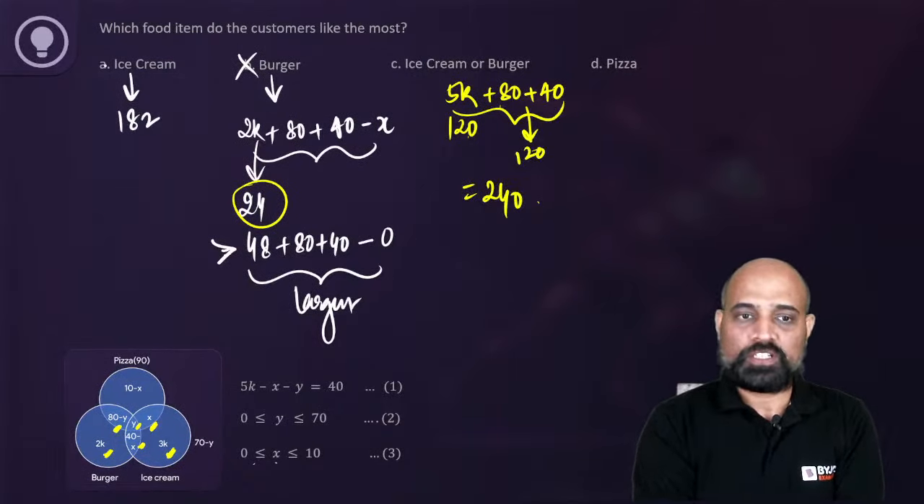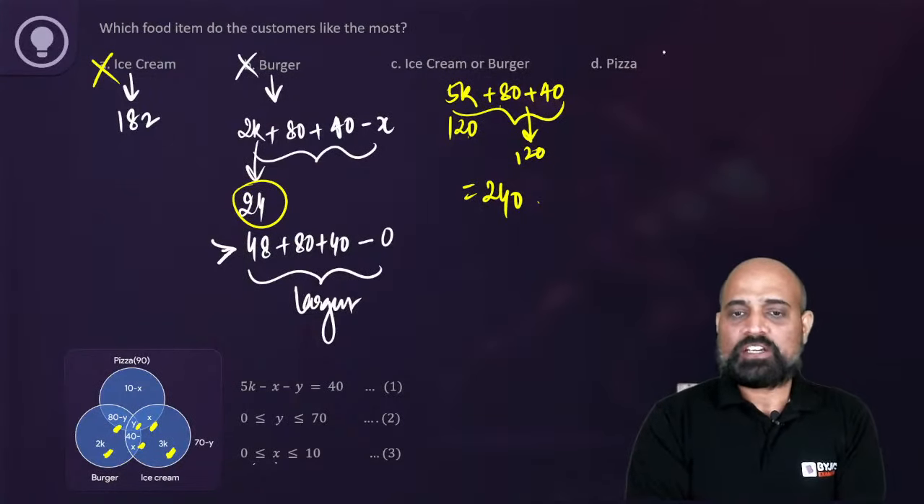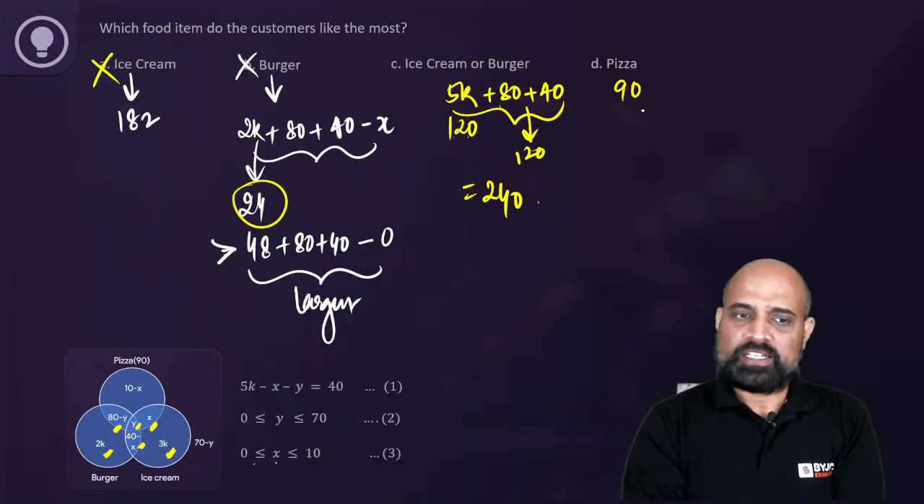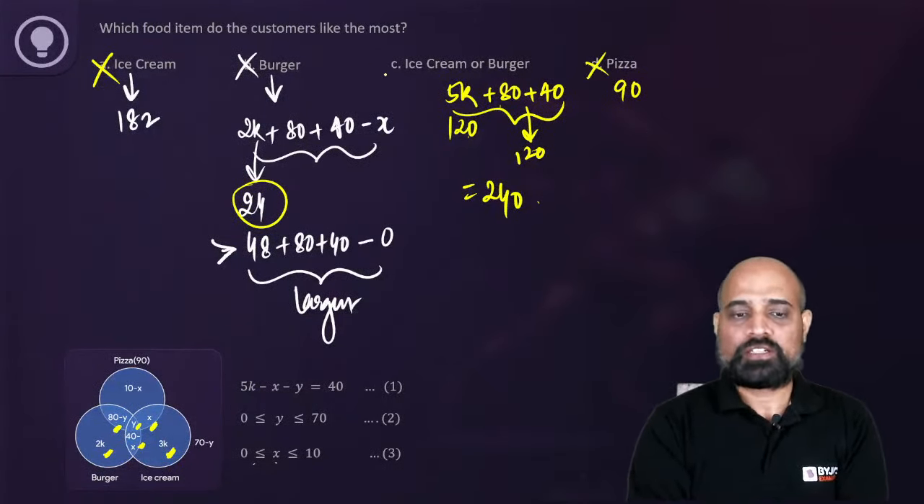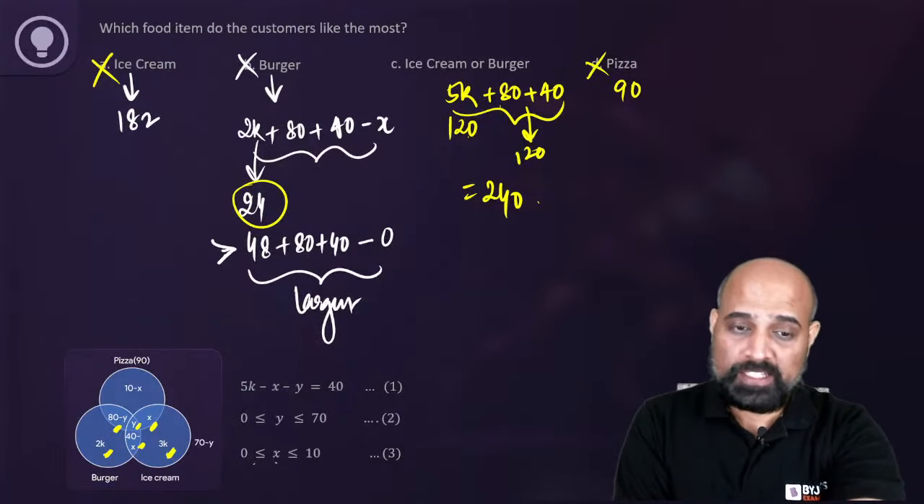So this is so far the largest. Pizza we already know is 90, simple 90. ये actually smallest possible. Smallest possible क्या है? Maximum में सबसे छोटा ये. So pizza भी नहीं हो सकता. So we are definitely going to have ice cream or burger, right?